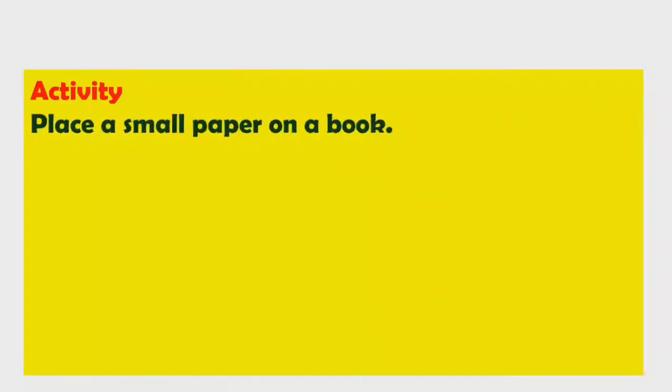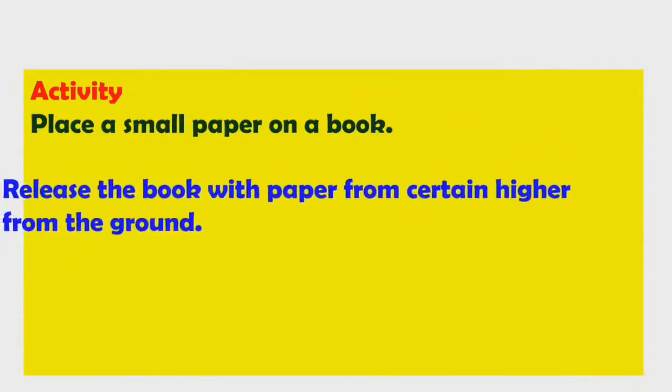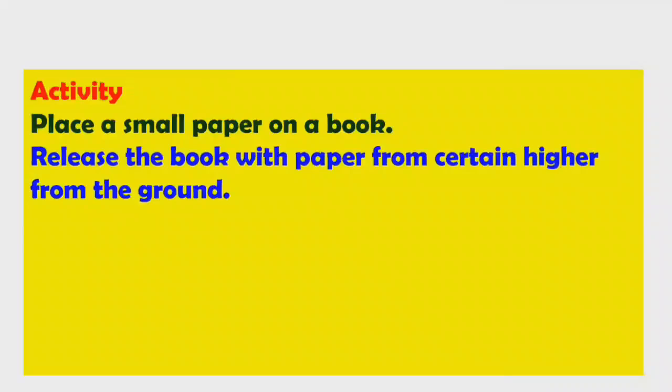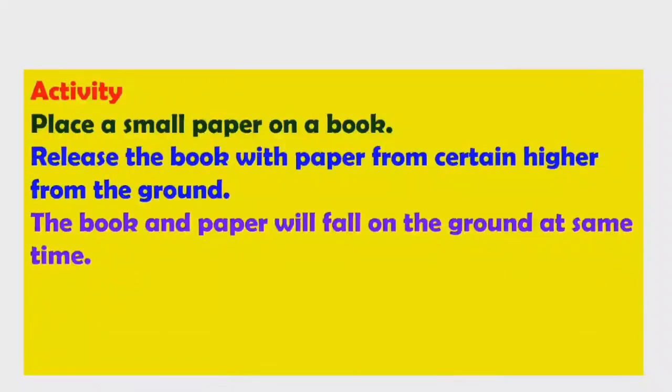Now we will see one activity. Place a small paper on a book. Take one small piece of paper and place it on a book. Release the book with the paper from a certain height from the ground. The book and paper will fall on the ground at the same time. We will observe that the book and paper fall on the ground at the same time.